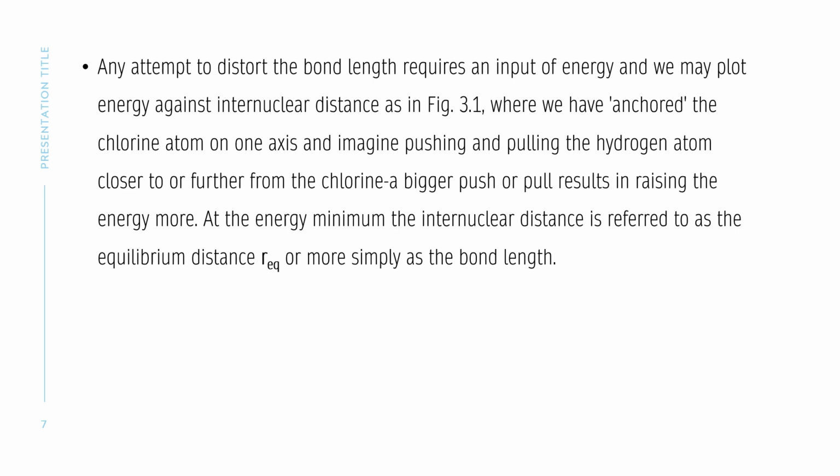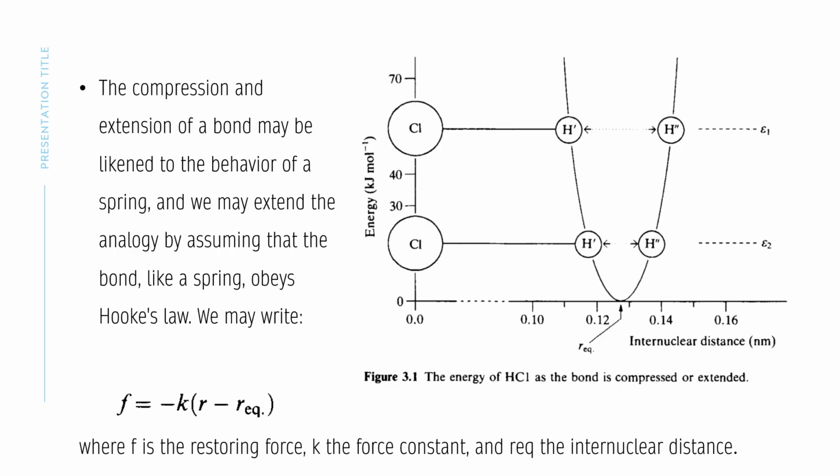At the energy minimum, the internuclear distance is referred to as the equilibrium distance, or more simply as the bond length. So if we look at this diagram, this is the equilibrium bond distance. Equilibrium bond distance is the distance at which the energy of the bond is at a minimum.